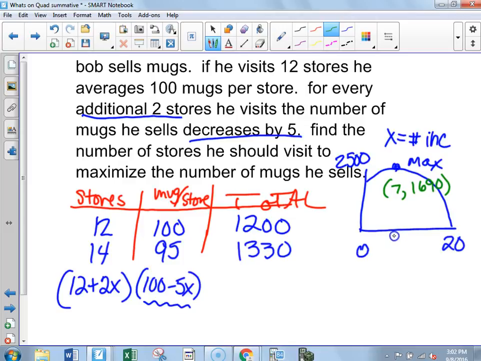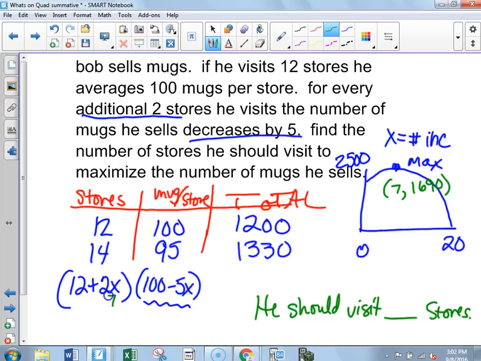All right, be careful. That doesn't answer the question, though. I gave you another gift on the test. I wrote, he should visit blank stores. I actually typed that on the test for you because hopefully you're not going to put 7 there, okay?